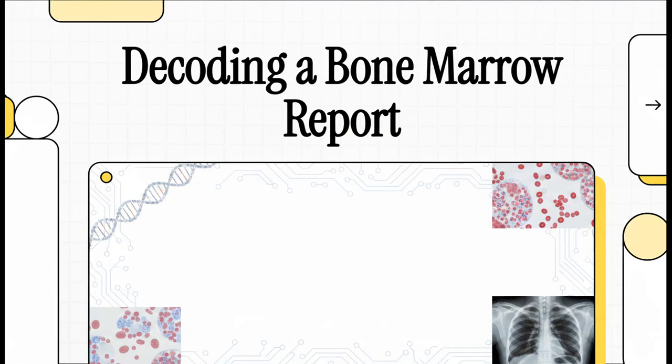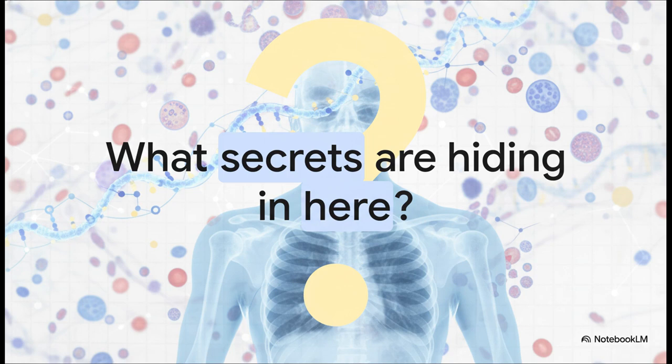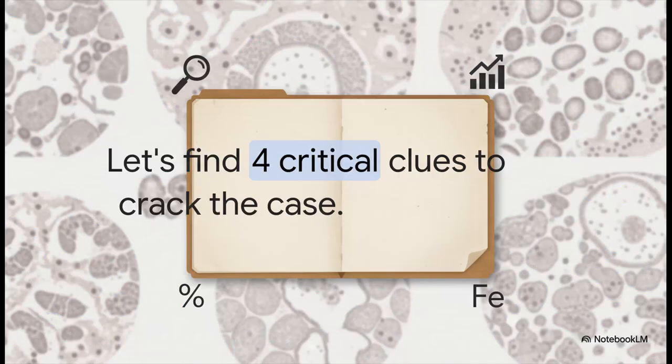All right, let's decode a bone marrow report. We're going to crack this thing together. Yeah, these reports look super complex, but they're packed with clues about a person's health. We're going to use a simple 4-clue checklist. Think of it like a detective's guide to the report.